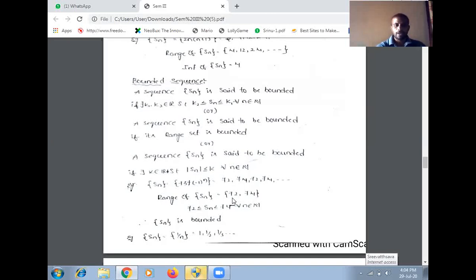For example here, what, the first example is Sn equals 73 plus (minus 1) to the power of n.